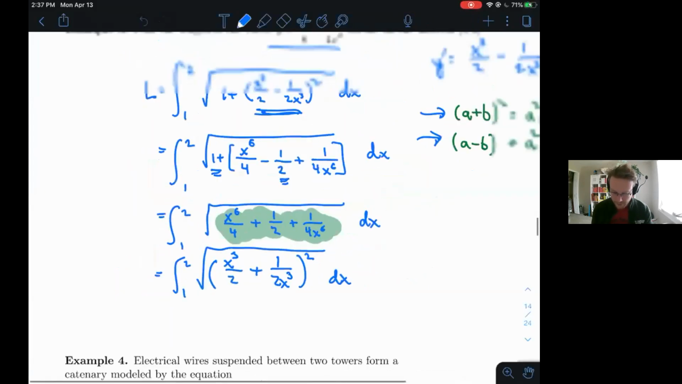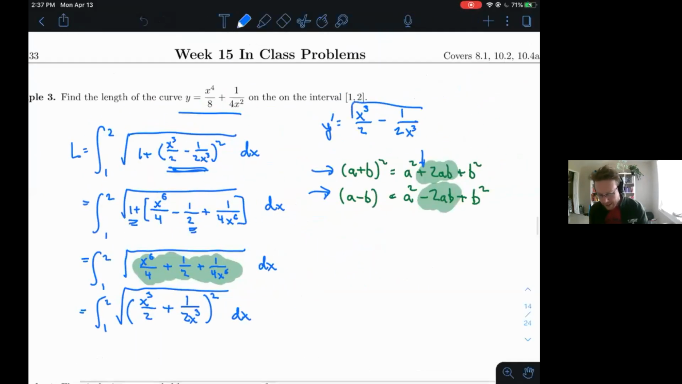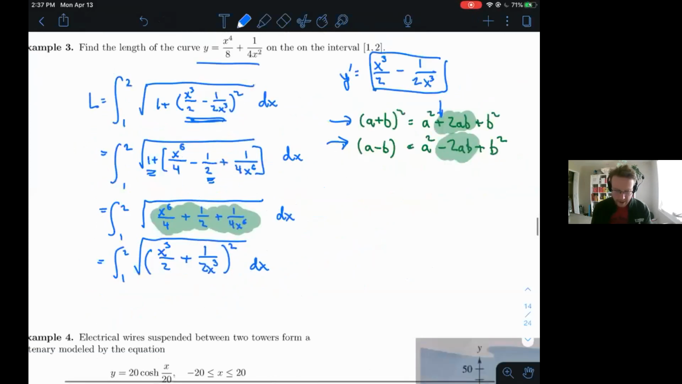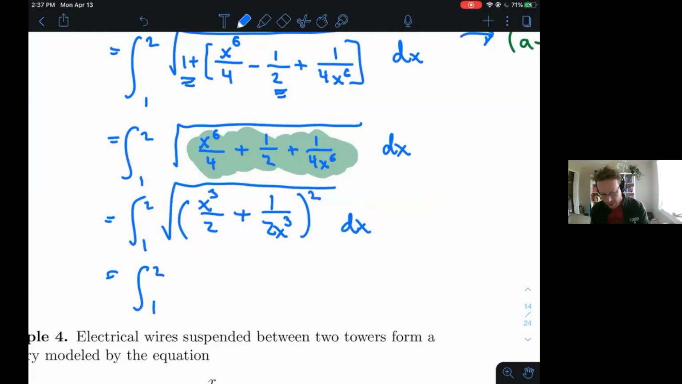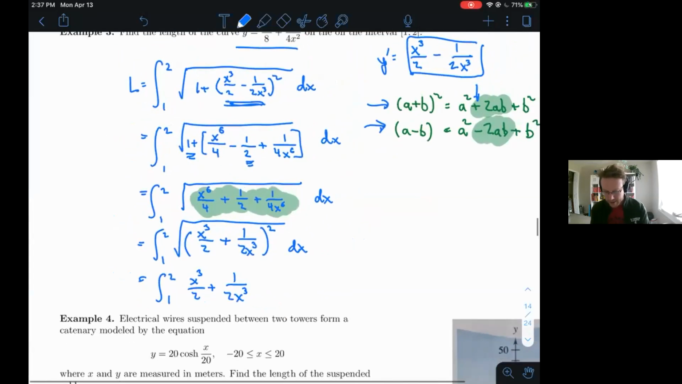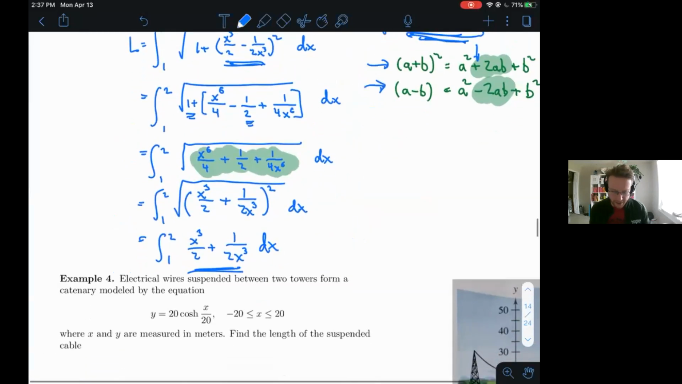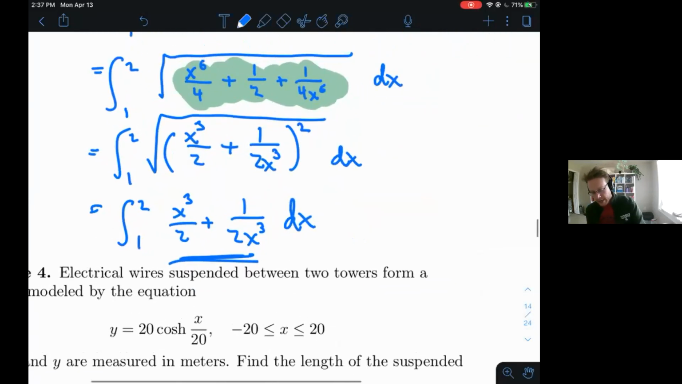Class, there we go. We started off with a minus, and now when these square roots and the squares cancel out, we have the integral from 1 to 2 of x cubed over 2 plus 1 over 2x cubed. It's the exact same thing, but instead of the minus sign, we have a plus sign. Still need to integrate, can't forget about that. And we just did this a little bit faster, I'd say. Now let's go ahead and integrate.